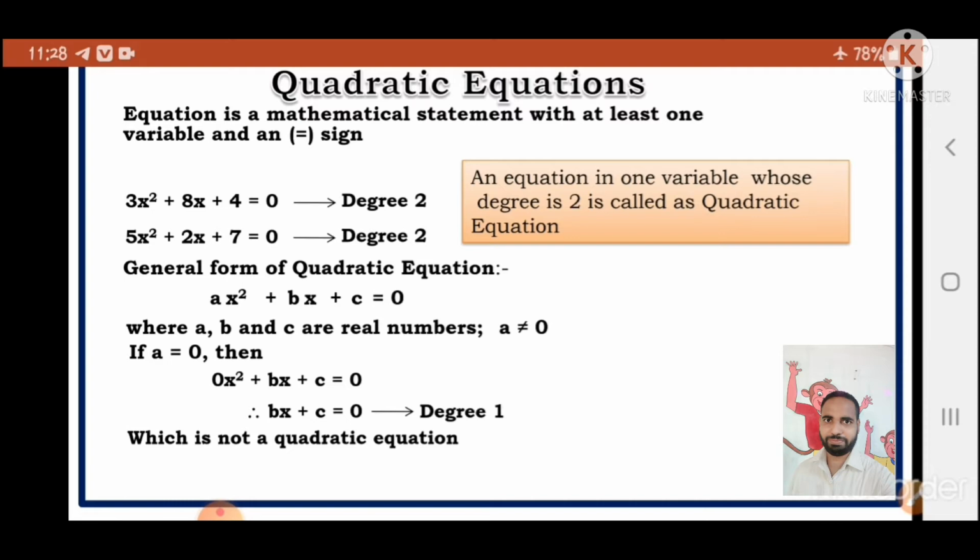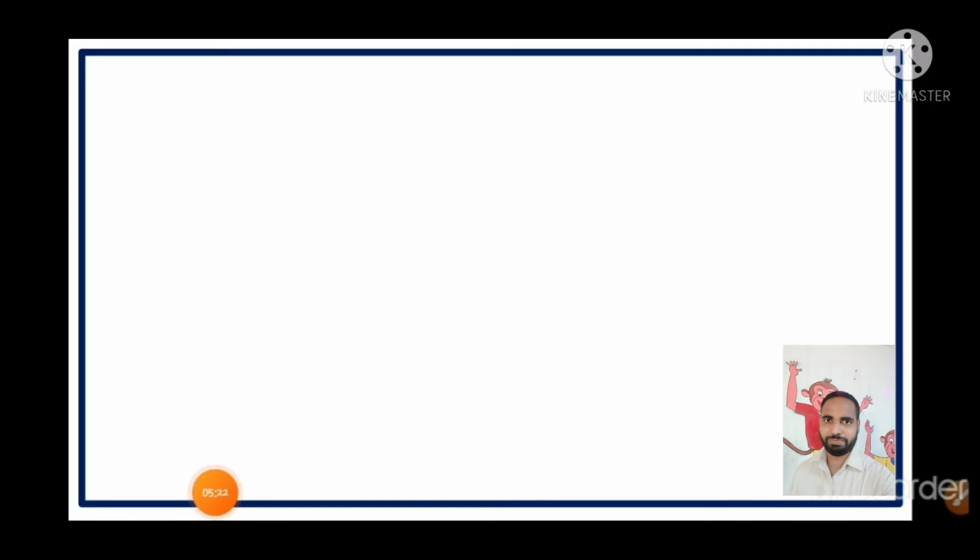Ax square plus bx plus c equal to 0, where a, b, c are real numbers. Is it clear with the equation, quadratic equation and general form of quadratic equation? Right. Now let us move to the sums. Start with the first exercise, practice set 2.1. Okay, so let us start with the practice set 2.1.